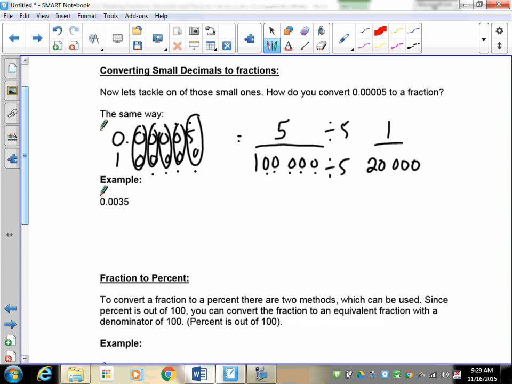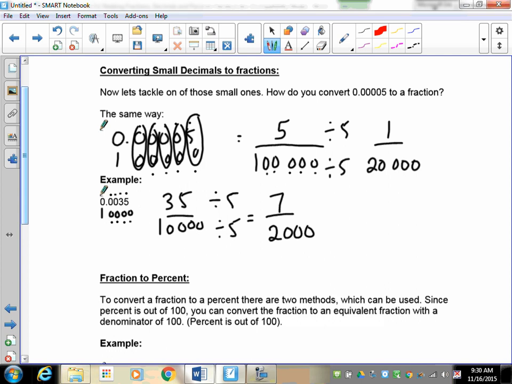Okay, try the last one, 0.0035. All right, we're back. So again, I'm just going to do this the short way. So I've got 1, 2, 3, 4 digits there. Sorry, 4 zeros there. So my answer starts out as 10,000 on the bottom and 35 on the top. Now again, anything that ends in a 5 or a 0 is divisible by 5, and that will give us 7 over 2,000. And there's your final answer.